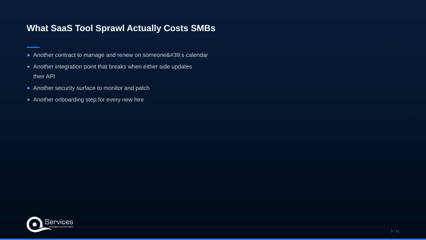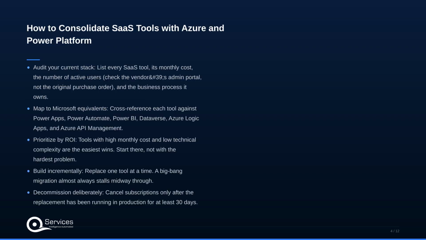Let's talk about how to consolidate SaaS tools with Azure and Power Platform. The approach is not a single migration event. It's a phased replacement strategy where you identify high-cost, low-complexity tools first and replace them with Power Platform components or Azure services one at a time.